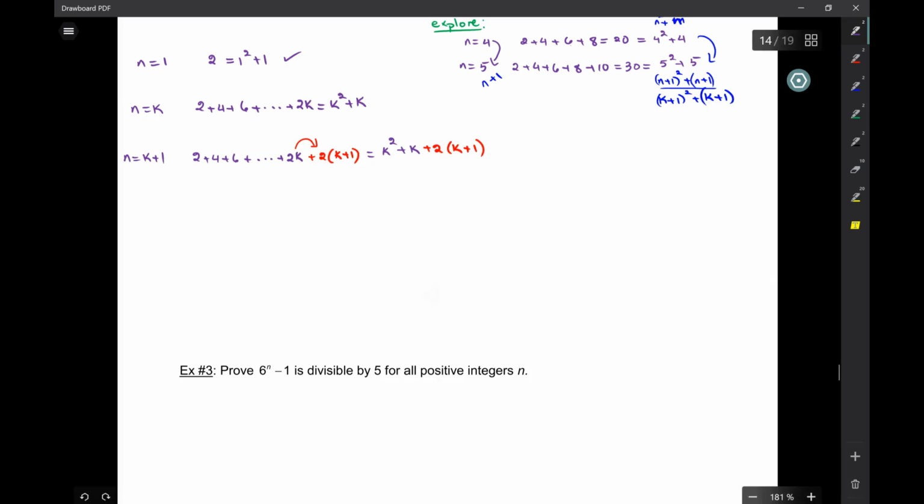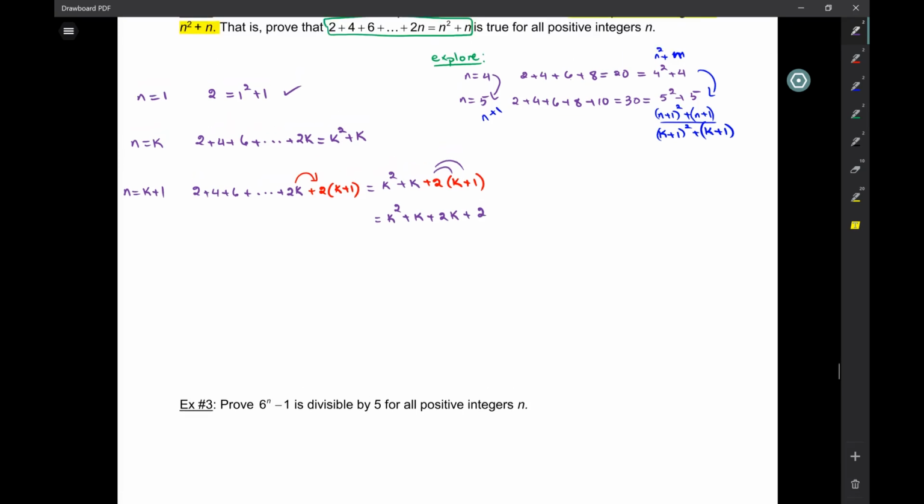So k squared plus k plus, distribute, 2k plus 2, okay? Now the thing is, we have to come up with a k plus 1 squared, right? That means we have to complete the square, like we have to factor somehow, okay? And we just don't have enough numbers to get away with that. What does k plus 1 squared look like in expanded form? That's k squared plus 2k plus 1. Is that right? I have k squared plus 2k, but I don't have a plus 1.